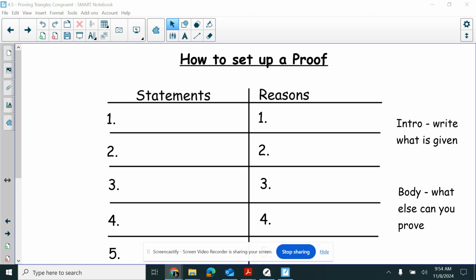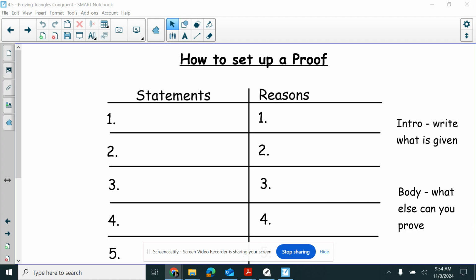This is Mr. Wright. Today we're going to talk about how to set up a proof to solve for congruent triangles. So when we are setting up a proof, this is called a two-column proof. On the left side, you're going to have statements. On the right side, you're going to have reasons.